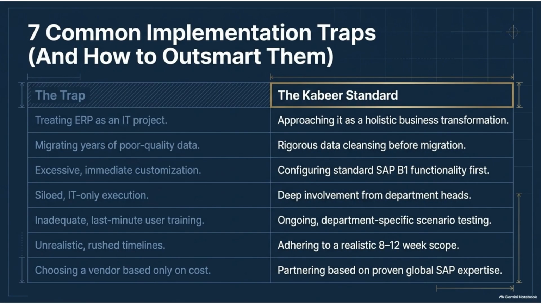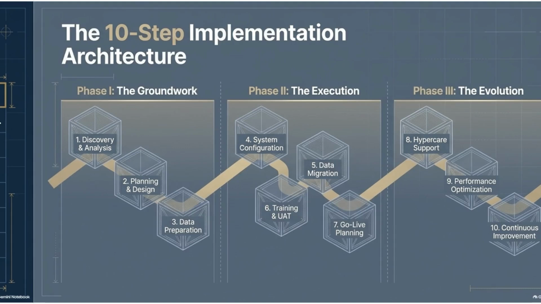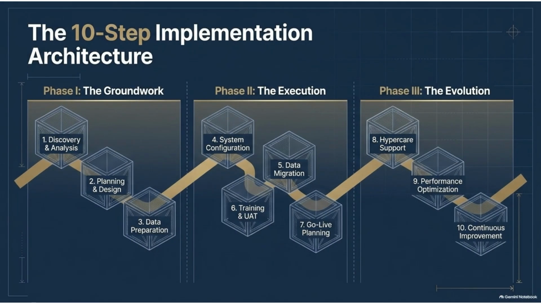Avoid common traps by following the Kabeer standard. This means viewing your ERP project as a holistic business transformation, prioritizing data cleansing, using standard functionality, and ensuring department-wide involvement. Our implementation architecture is divided into 3 clear phases: the groundwork, the execution, and the evolution.